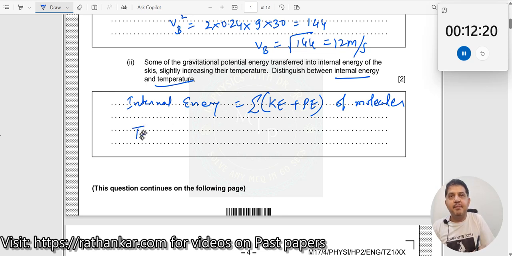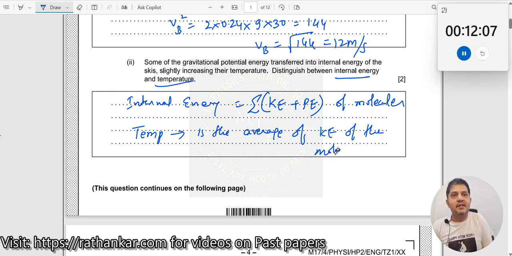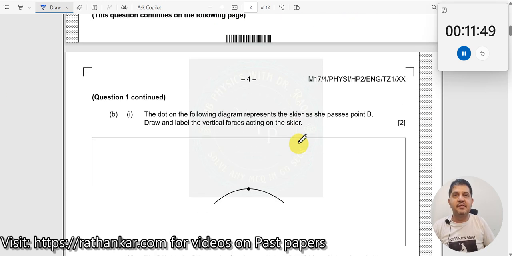Now what is temperature? Temperature is nothing but the average kinetic energy of the molecules. When you learn thermal physics, you'll get to know more about this. Temperature is defined as the average of all the kinetic energy: the sum of the kinetic energy divided by the total number of molecules. So it is the average kinetic energy of all the molecules. Okay, let us move on to the next one.